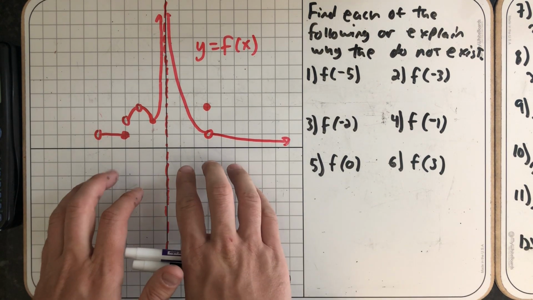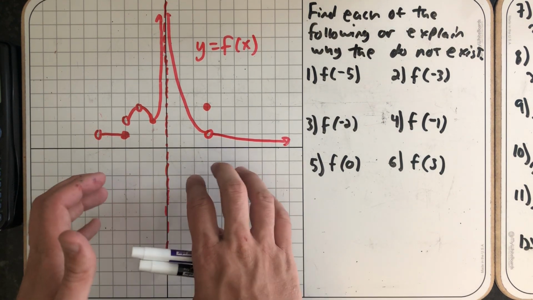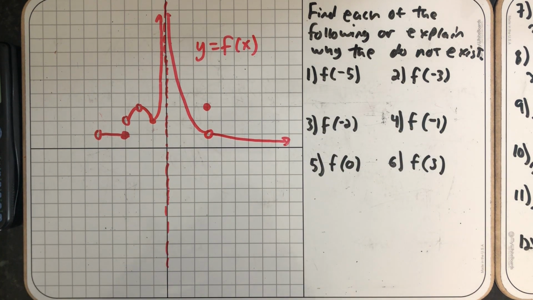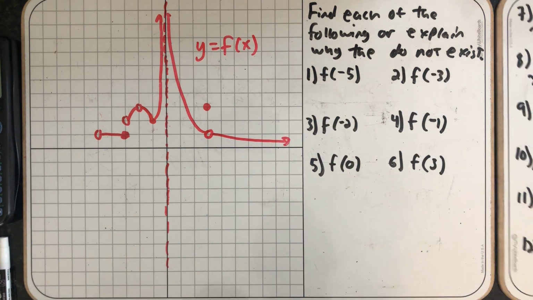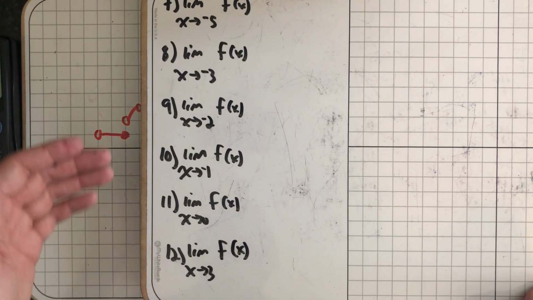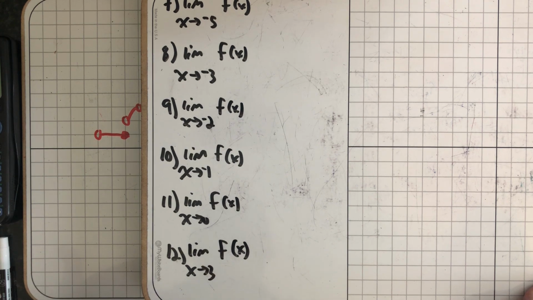In this video, I want to use this function to answer 12 questions. The instructions: find each of the following or explain why they do not exist. So to start off, the first 6 are just about some function values. The next 7 questions I have written over here, and I'll bring them back after we do the first 6, and they ask me limit questions.